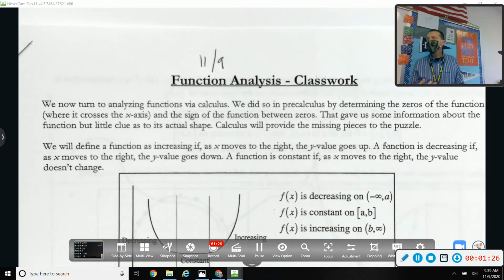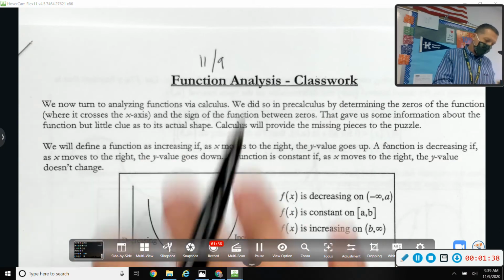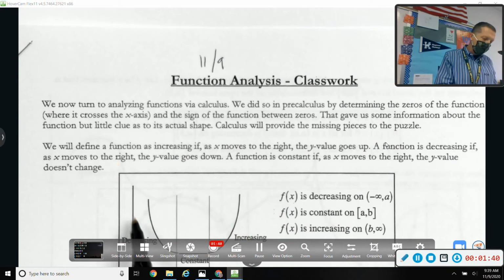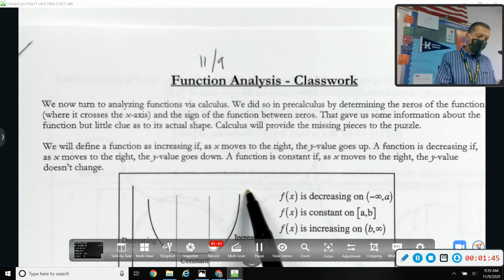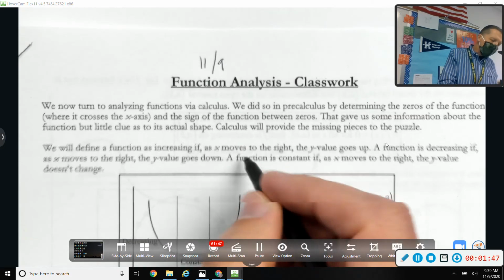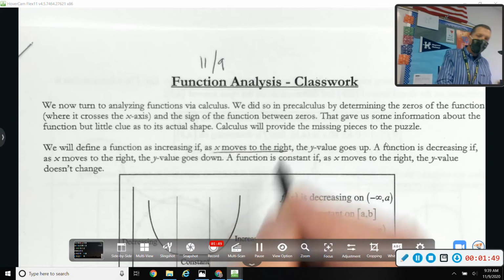So we know this. First derivative tells us increasing, decreasing. Second derivative tells us concavity. That's what this whole page is about. So you kind of know this already. I think you do know this already. Let's just breeze through this and get to that second page. A function is increasing if the y value goes up. Although you do have to remember that you're moving to the right.